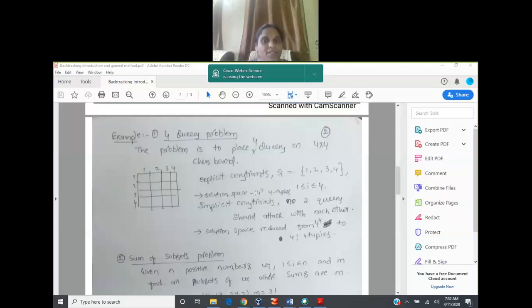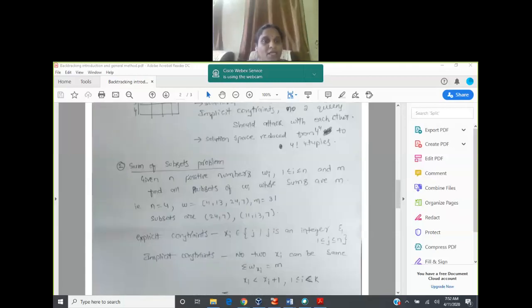Here the tuple means it consists of 4 elements, 1, 2, 3 and 4. Here these represent the queens, queen 1, queen 2, queen 3 and queen 4. So these are the explicit and implicit constraints. Coming to the sum of subsets problem. Here the problem is to find the subsets whose sum should be equal to m.